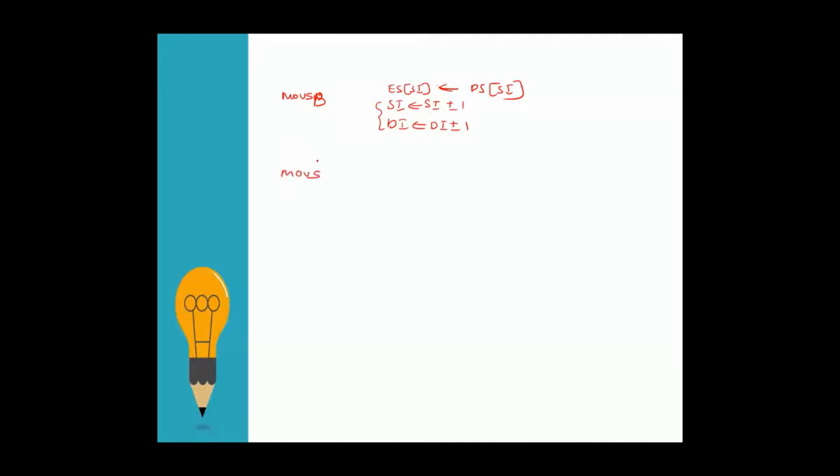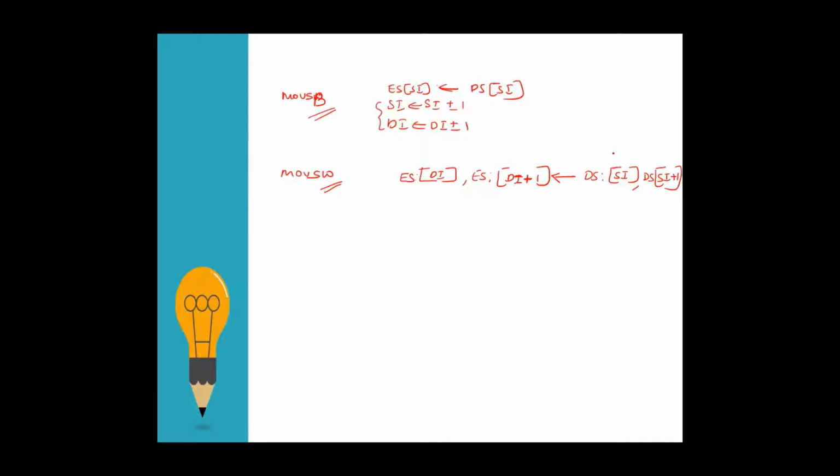Now, if I want to write the syntax for MOVSW, how will I write? What will be the difference? How many bytes are getting transferred? It is not 1 byte. Here only 1 byte is getting transferred because this is the byte version. Here a word is getting transferred. That means 2 bytes are getting transferred, right? Am I right?